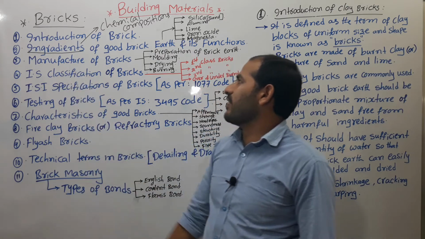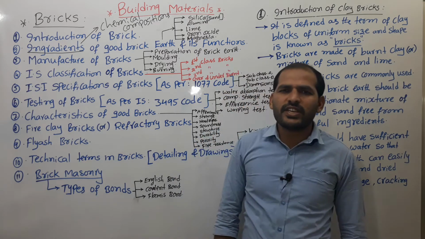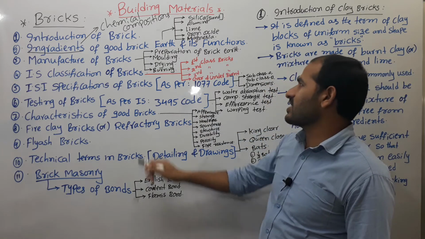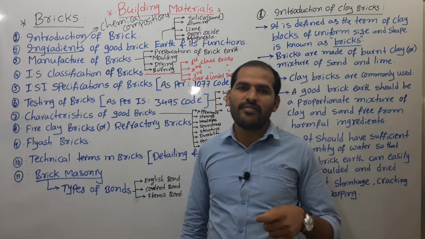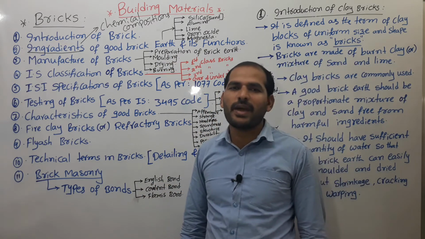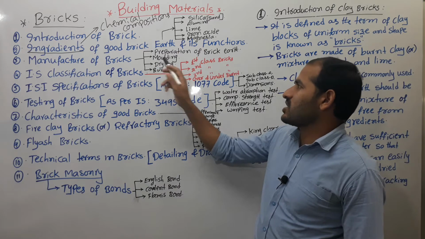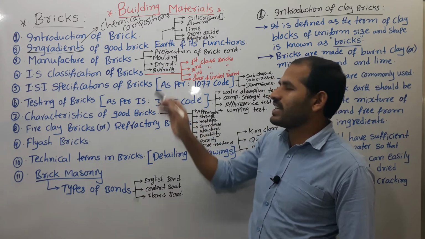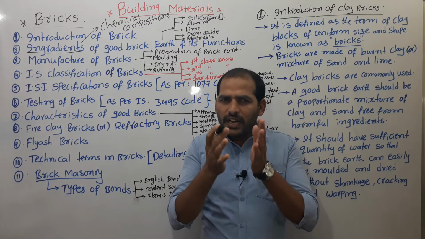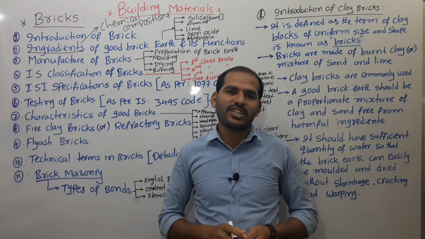Next one is manufacture of bricks. For the manufacturing of bricks, different stages are there, right? The first stage in the manufacturing of bricks is preparation of brick earth, the second stage is molding of the brick, the third one is drying of the brick, and the fourth one is burning of the bricks. After proper burning of the bricks, we will use those bricks for various construction purposes, right?